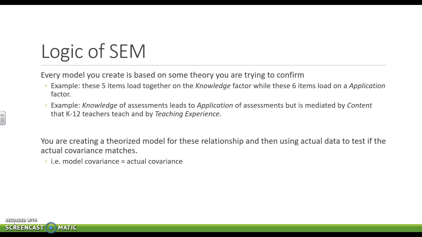So we're creating a theorized model and then using the actual data that we collect to see if it fits. So we get an established or predicted model covariance. Here's what we would expect, how this model should covary. And then we compare that to the actual covariance that we see in the data.